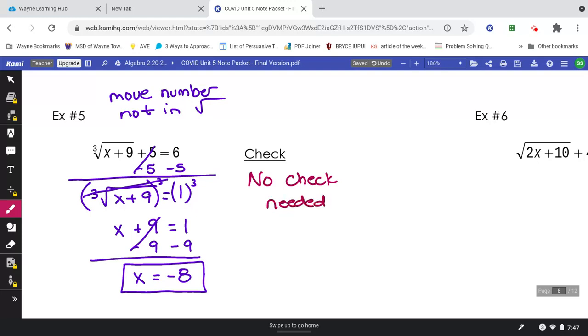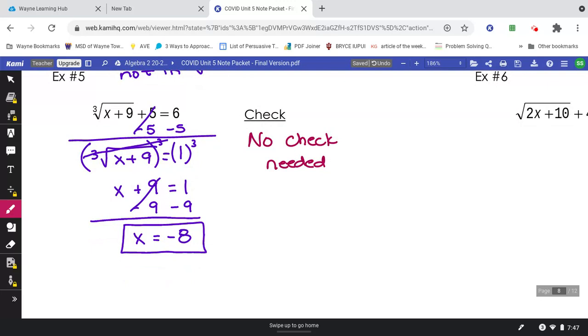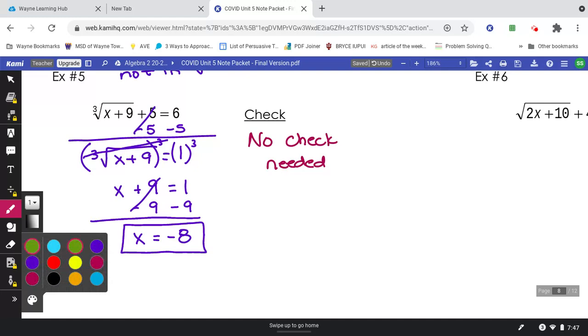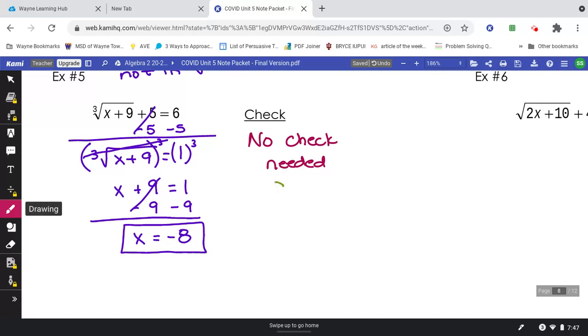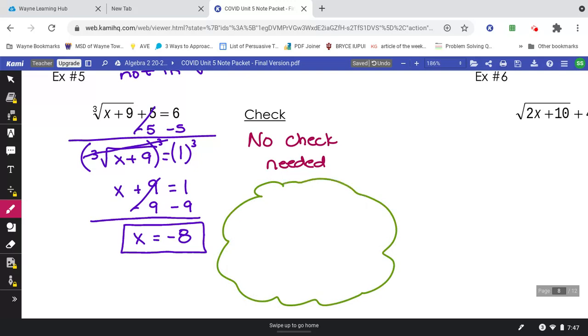And the reason we don't need to check a third root and we do have to check a square root, think about it like this. Let me get a different color for you. When you square something, like a negative 3, when you square it, it becomes a positive 9. The negative is gone, it disappears. But when you cube something, the negative stays around because 3 negatives still make a negative.